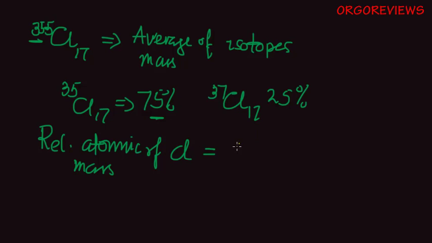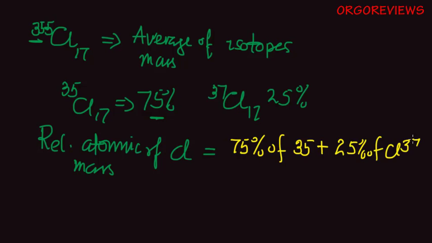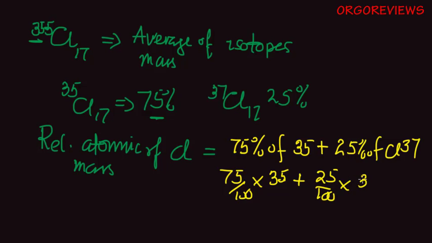So what we have to do is we're going to say we're looking at 75% of the weight of chlorine 35, and then you add that to the 25% of chlorine 37. So to do that, we're going to say 75 divided by 100, multiply that by 35, add that to 25 over 100, which is the percentage, multiplied by 37.